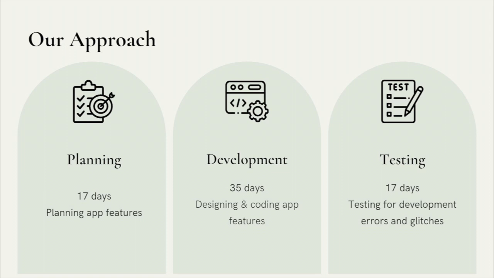Once the planning phase is complete, our team will begin with the app development. This phase will take 35 days and is considered to be the longest phase of our project. During this phase, we will be designing and coding the features for the app. The testing phase will follow the development phase, and during which we will be testing the features we developed for any errors or glitches. This phase will take 14 days to ensure a thorough testing process.